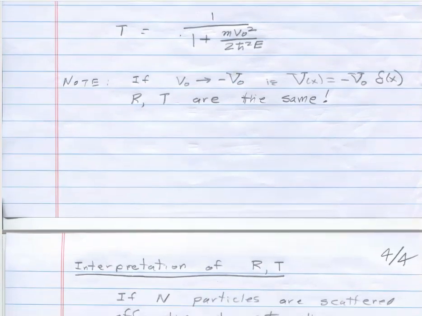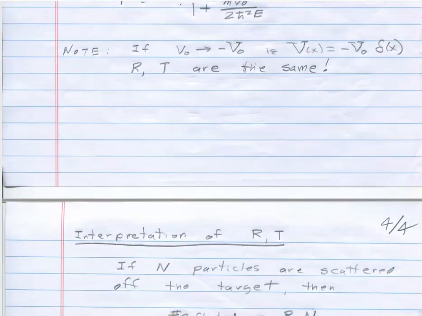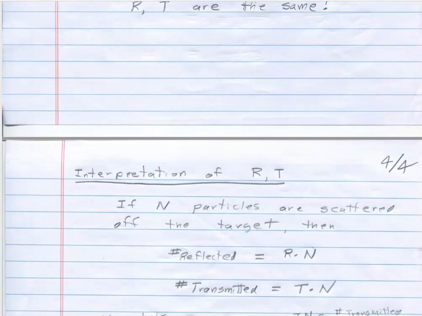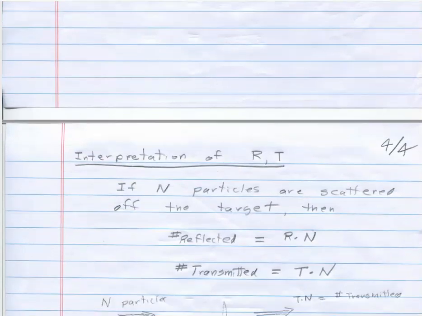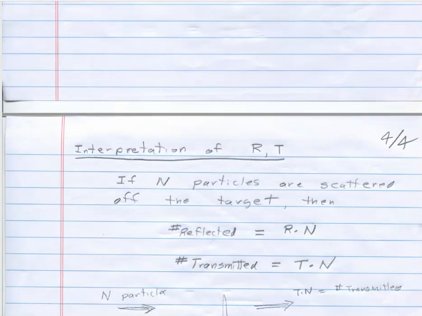There's always some question, well, what's the physical interpretation of the reflection coefficient and the transmission coefficient? Basically they're probabilities. The reflection coefficient is the probability that if a particle is sent in, it gets reflected. And the transmission coefficient is the probability that if a particle is sent in, it will get transmitted to the other side.